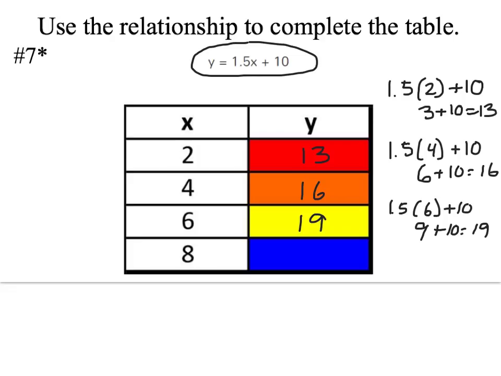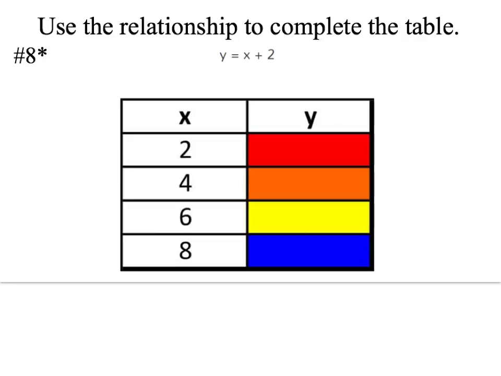Let's try the last one. We're going to put 1.5 times 8. Let's add 10. So 1.5 times 8 gets me 12. And 12 plus 10 gets me 22. So we've just completed the table. So pause the video and complete this problem, and we'll discuss it in class tomorrow.